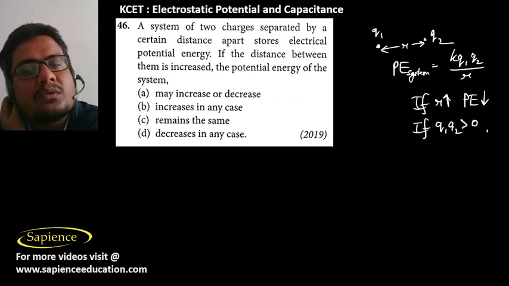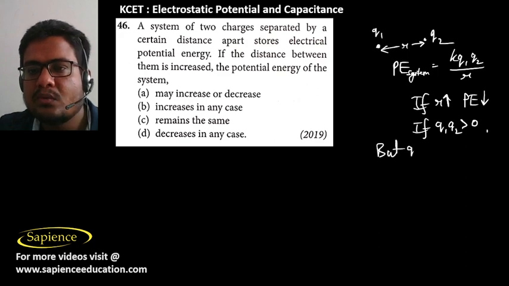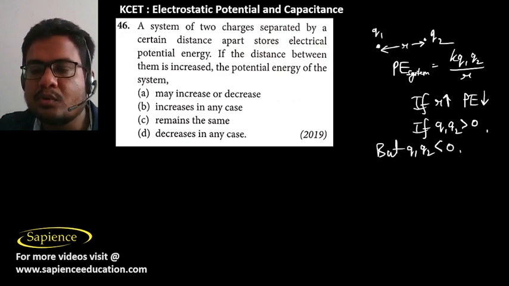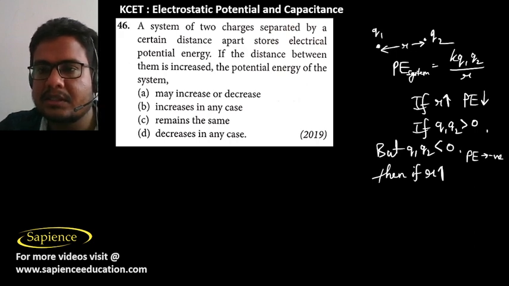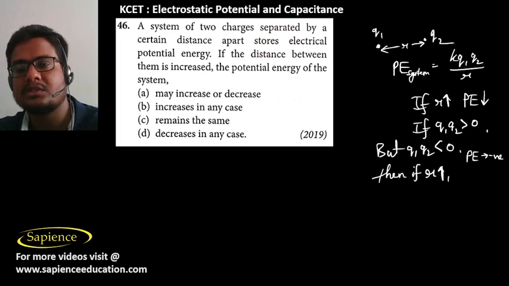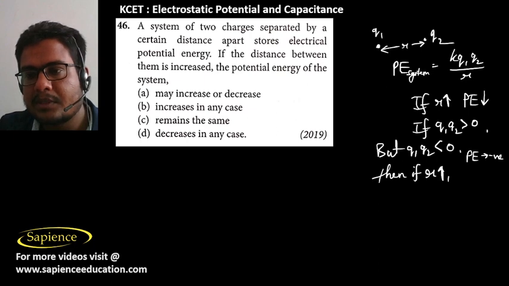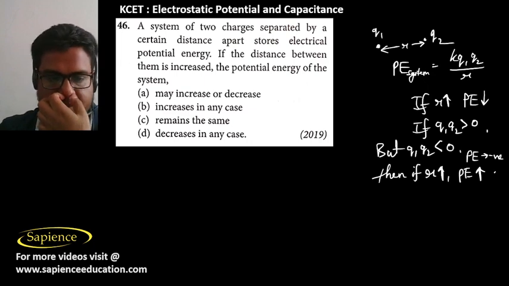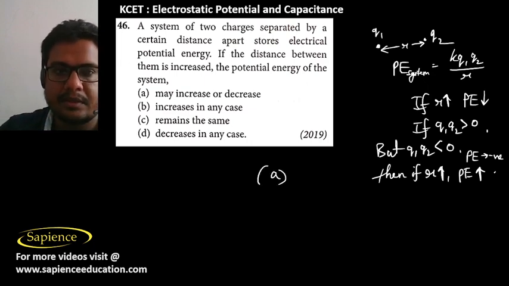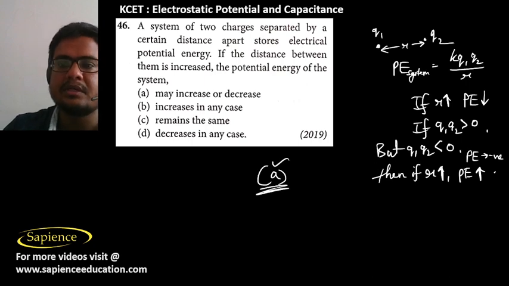It means that if q1 and q2 have the same sign, the potential energy decreases. But if q1 into q2 is less than 0, it means that both charges have opposite signs, and the potential energy of the system is negative. Now if r is increased, the distance between them is increased, then the potential energy will also increase. So it may increase or it may decrease.